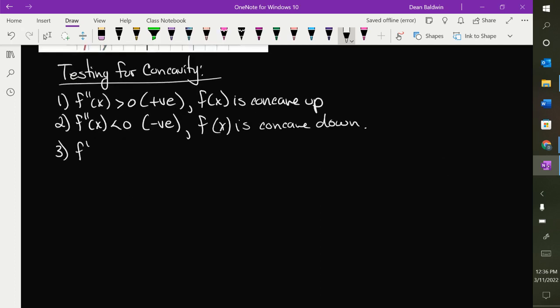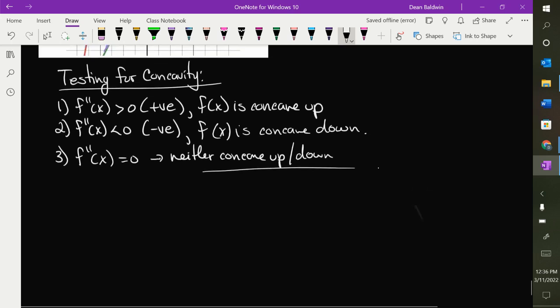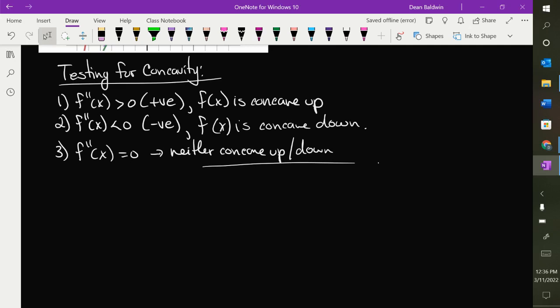If you get the rare instance, and it does happen, where the second derivative equals 0, then it's neither concave up or down. Okay? And that actually is an important point that we're going to get to in a sec here.